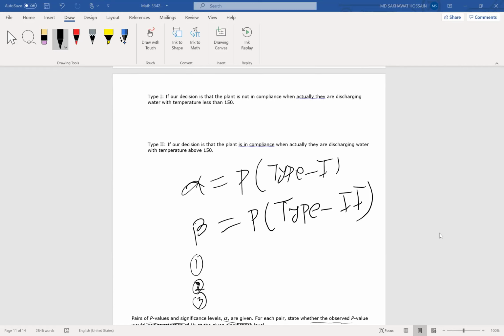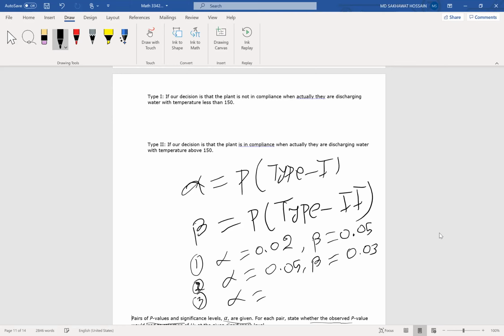Okay, so I'm giving you two scenarios. One is alpha equals 0.2 and beta equals 0.05. Okay. So which one should we consider in this case?